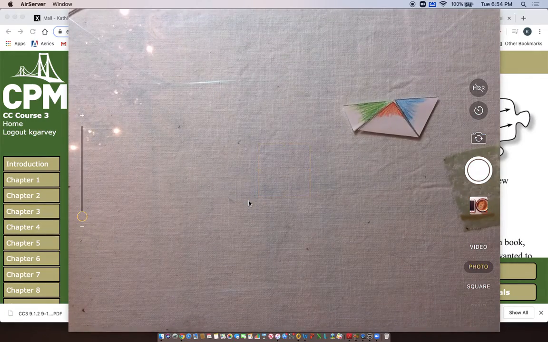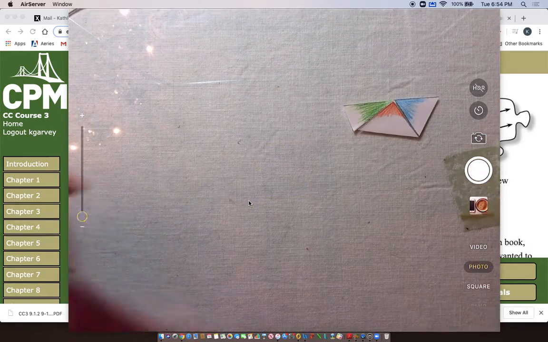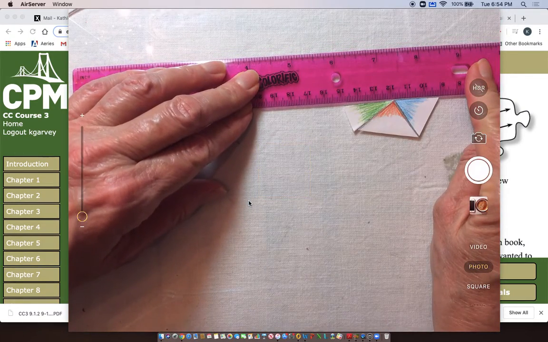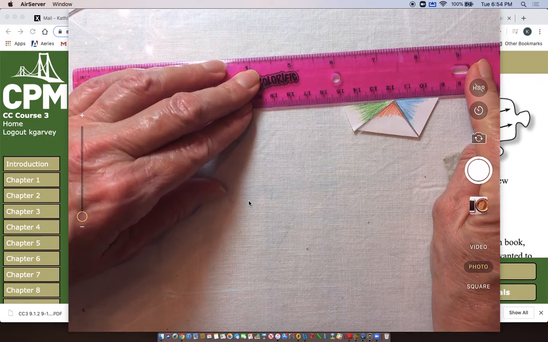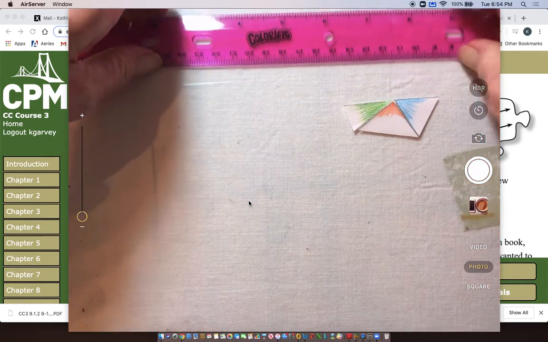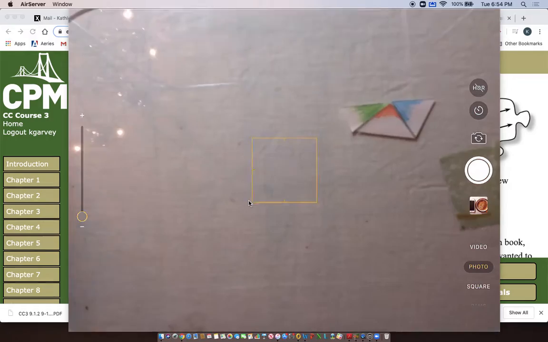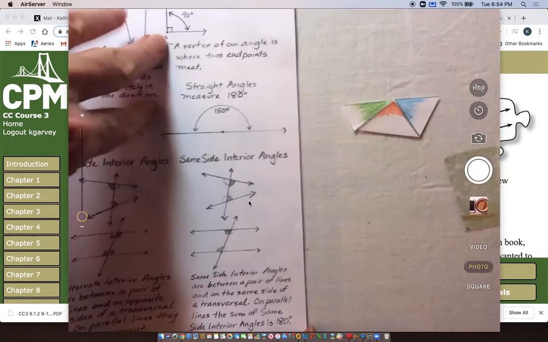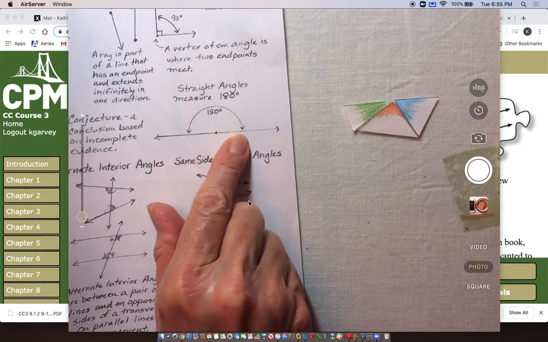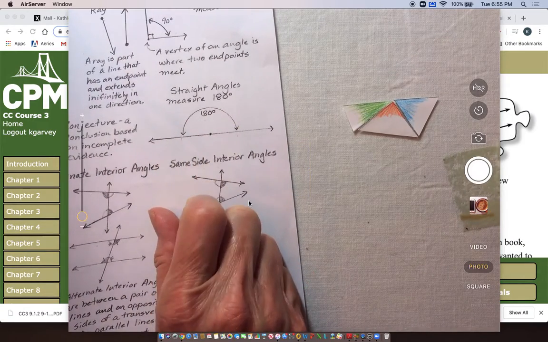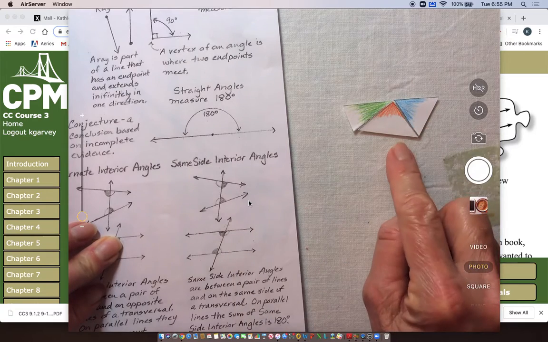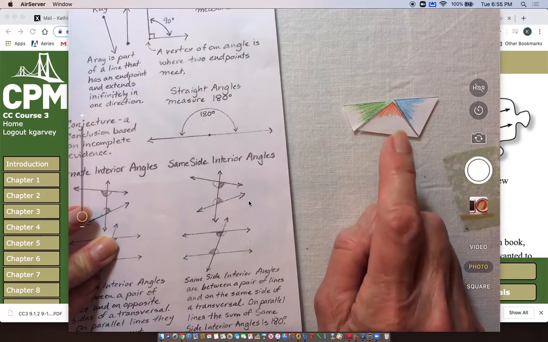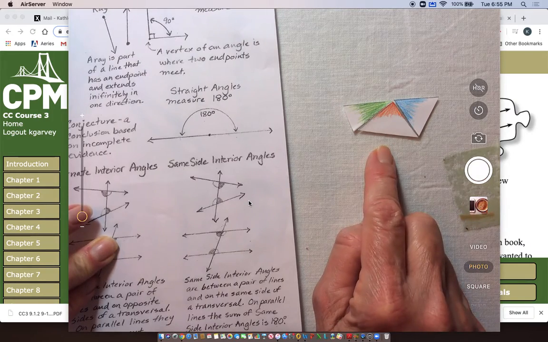And as we can see, especially if we put something very straight next to this, all three of these pieces line up to make a straight line, which, as we know, is equal to 180 degrees. Because a straight angle is equal to 180 degrees. So when we add up all these triangle angles, it's equal to 180 degrees.